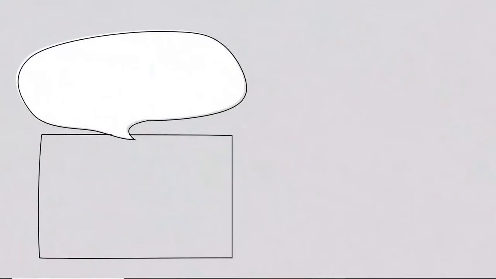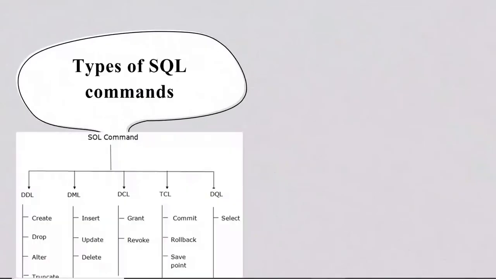Now, what are the types of SQL commands? One is DDL, which contains create, drop, alter, and truncate. The second one is DML, which has insert, update, and delete. The third one is DCL, which has grant and revoke. The fourth one is TCL, which has commit, rollback, and savepoint. And last but not the least, it's DQL, which has select. So we're going to talk about DDL.